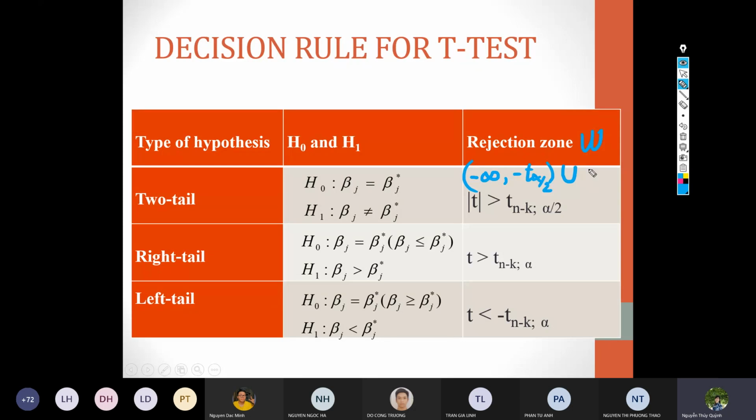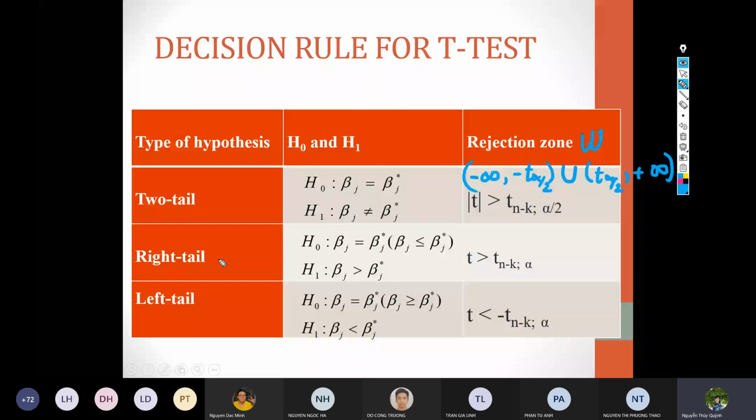And what is it? It is t alpha divided by 2 to plus positive infinity. Okay, and for the right tail and the left tail, it is a little bit more complicated. So for the right tail, look at this.